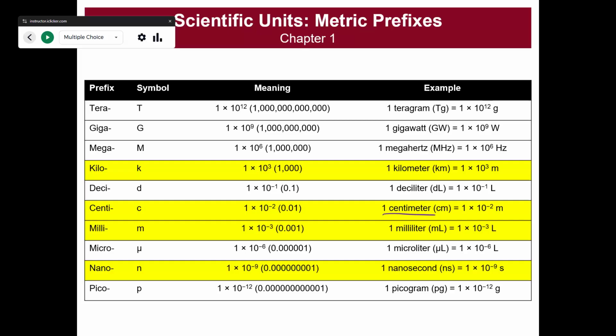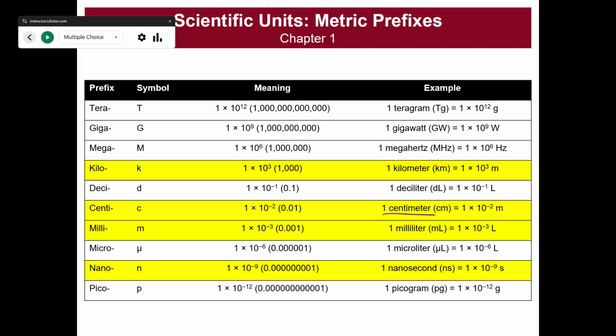So 1 kilometer is 1 times 10 to the third meters. 1 centimeter is 1 times 10 to the negative 2 meters. 1 milliliter is 1 times 10 to the negative 3 liters. So that way you'll never get mixed up if it's always 1 with the prefix, and then the power of 10 with the base unit. You can talk about seconds too, nanoseconds. So that would be 1 times 10 to the negative 9 seconds.